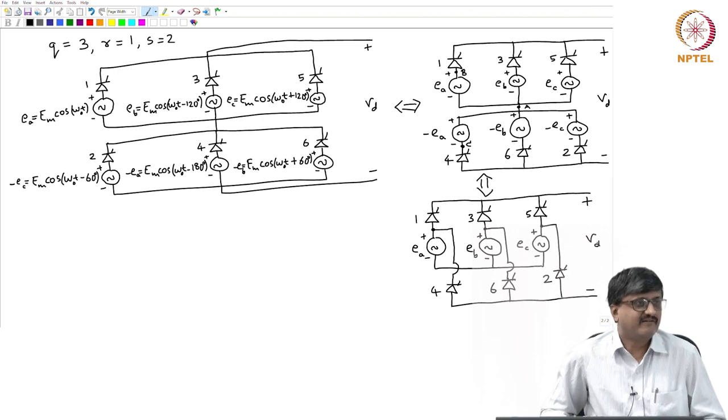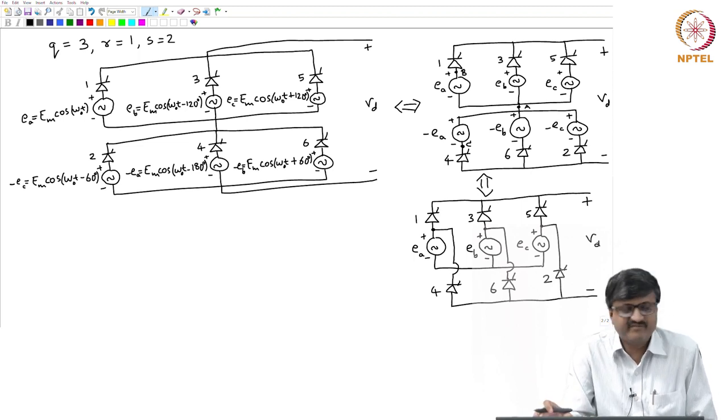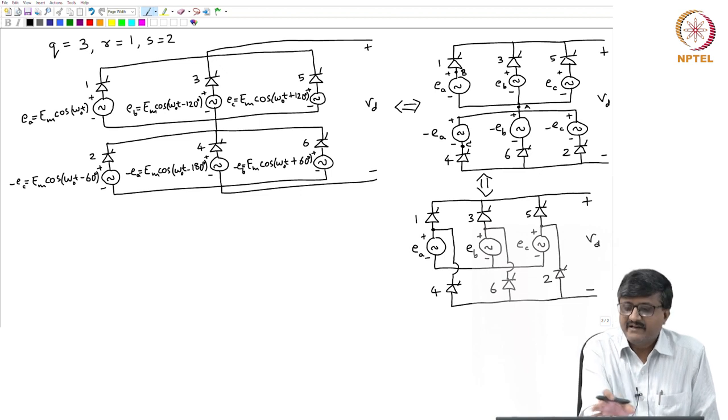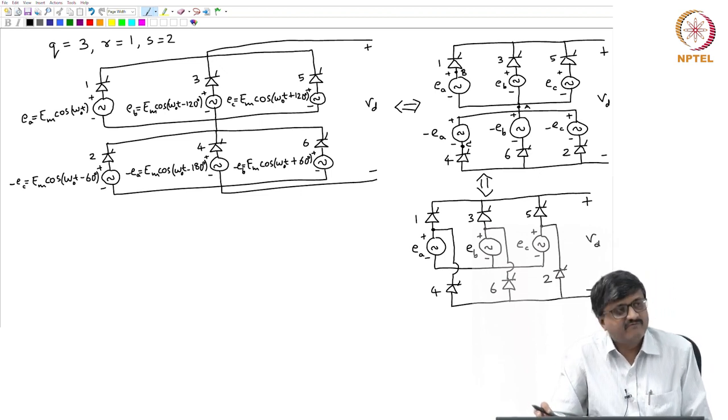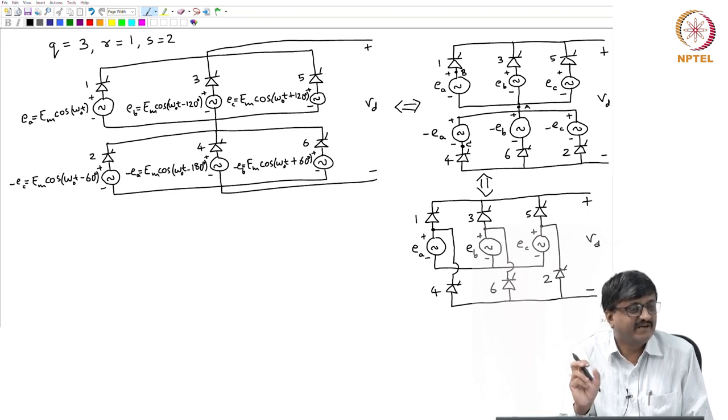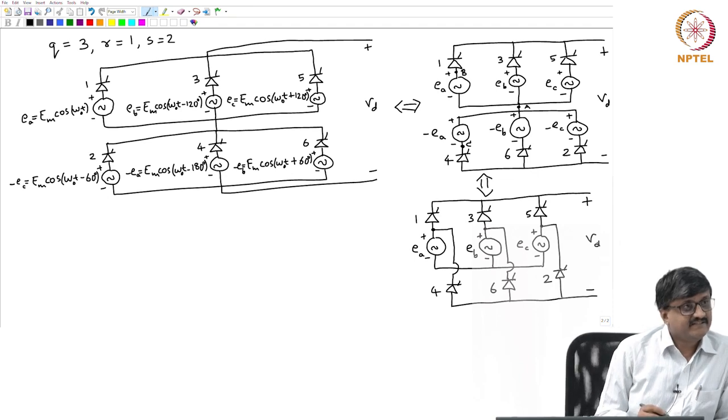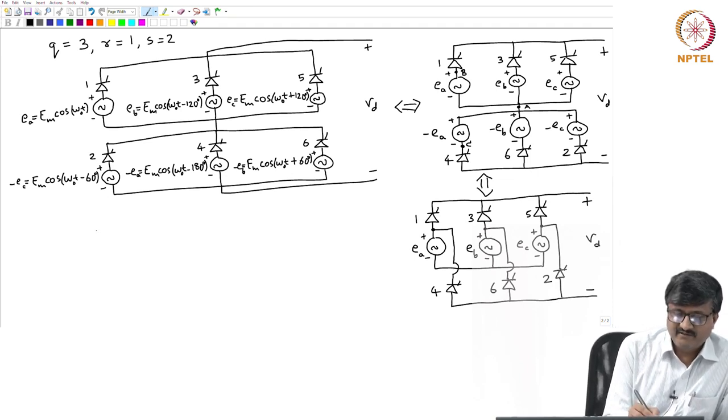Yeah, it is tempting to say half, but the number of windings gets reduced by half. But what about the current rating? I have reduced the number of transformer windings, but by reducing the number of transformer windings, what is actually happening here is the current rating increases.